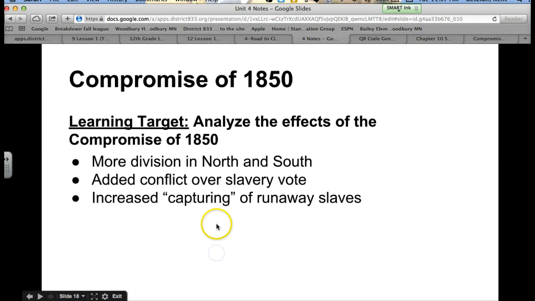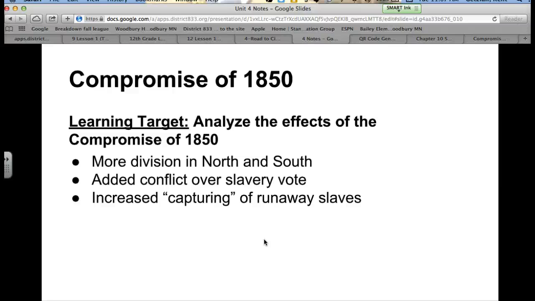Okay, so here's what the target says. Analyze the effects. Here were the effects. Way more conflict in the North and South now. Now you had an increased conflict in whether people were going to vote for or against slavery in the popular sovereignty states, which was going to become a huge issue, which we'll talk about tomorrow in class.